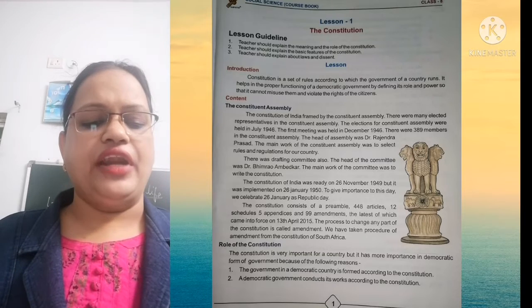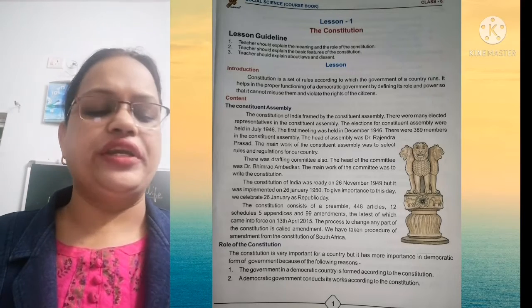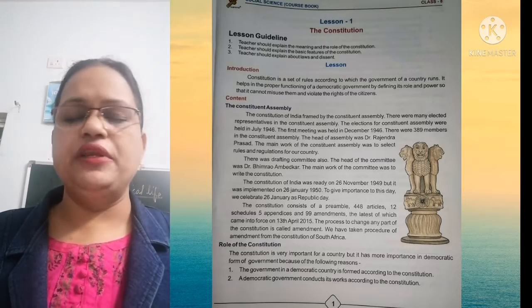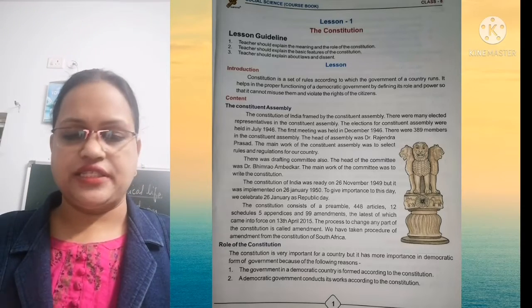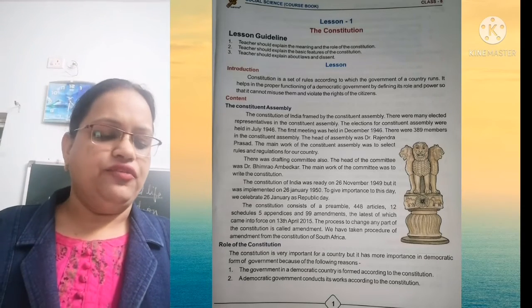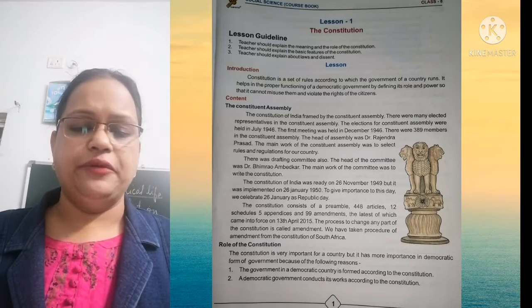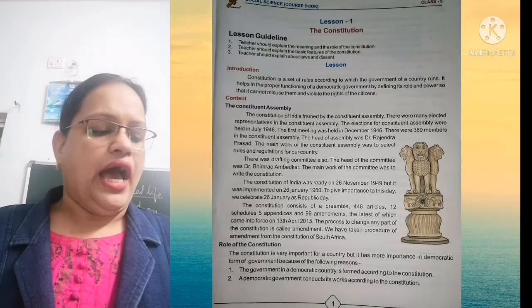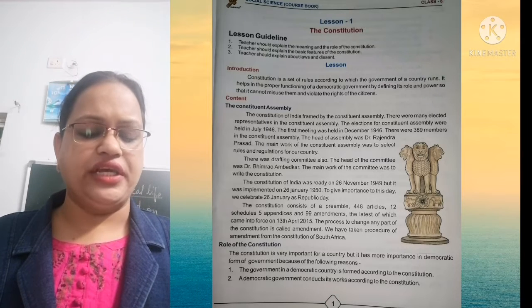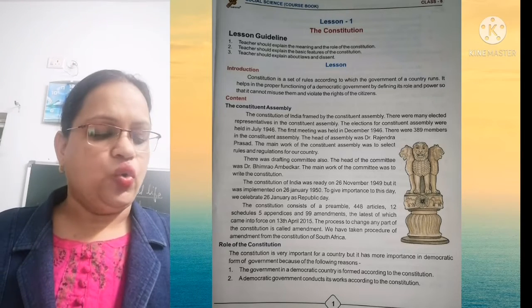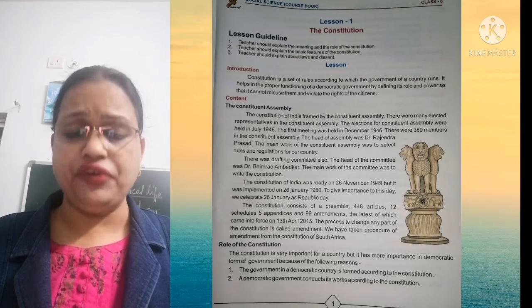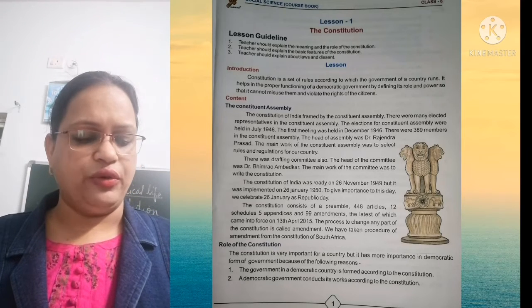There were 389 members in the Constituent Assembly. The head of the assembly was Dr. Rajendra Prasad. Take your pencil, underline. Dr. Rajendra Prasad was the head. Head means the important person, and the main work of the Constituent Assembly was to set up rules and regulations for our country.